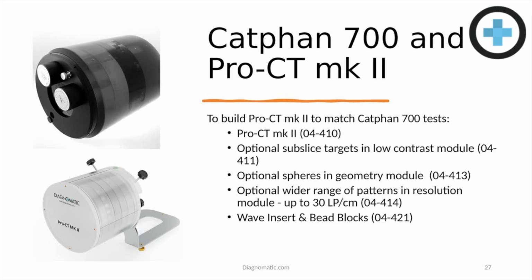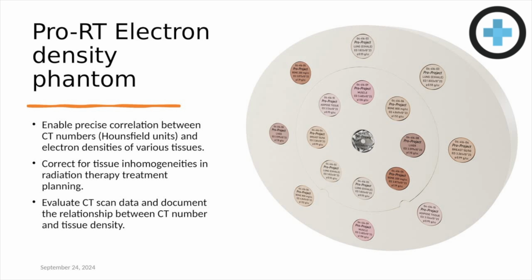And then if you get these 4 extra modules, you can basically build your own CatFan 700 for probably quite a bit less than CatFan can sell for you. So yeah, there's an optional subslice contrast, optional spheres, and then that wider range of patterns. So resolution module up to the 30 line pairs per centimeter, and then the wave insert and bead blocks. And even the part numbers are on there as well if you were trying to build something similar. So moving on to the electron density phantoms.